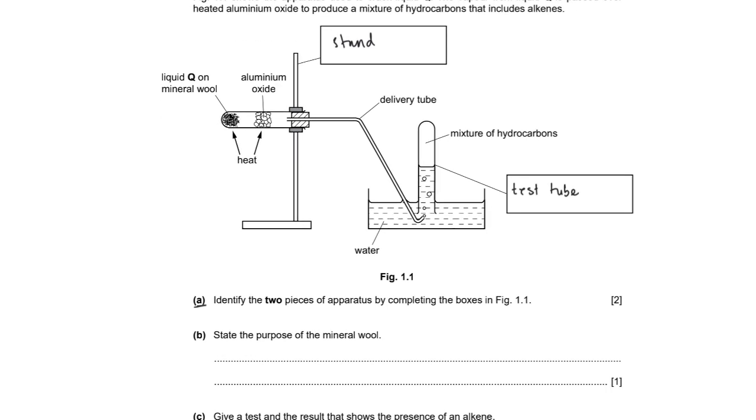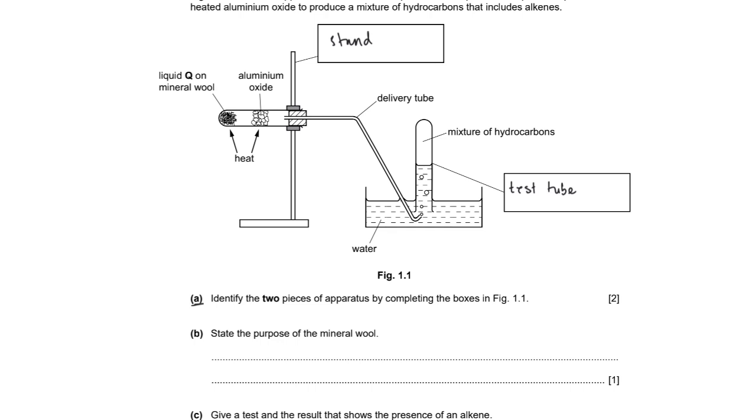The B part is: state the purpose of the mineral wool. Where is mineral wool? Liquid Q is on the mineral wool. This wool is basically soaking all the liquid, which then vaporizes and passes over the aluminum oxide. So mineral wool is basically used to soak up the liquid, or to hold the liquid, or to contain the liquid. It is soaking up the liquid Q.